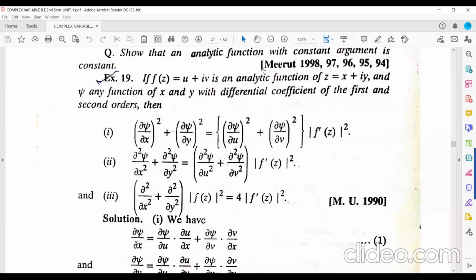Okay, now I will discuss this problem 19 in the next class. This problem 19, maybe from this you may get one problem in your exam.